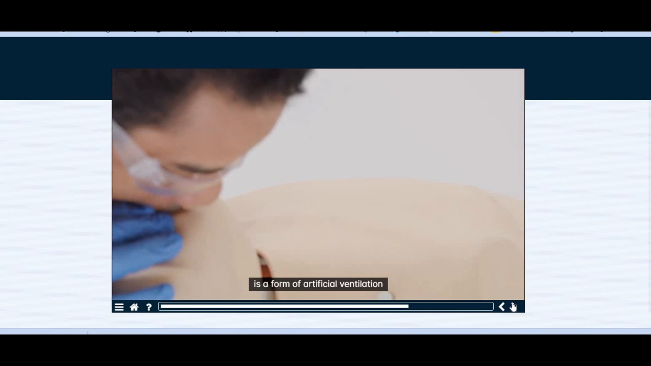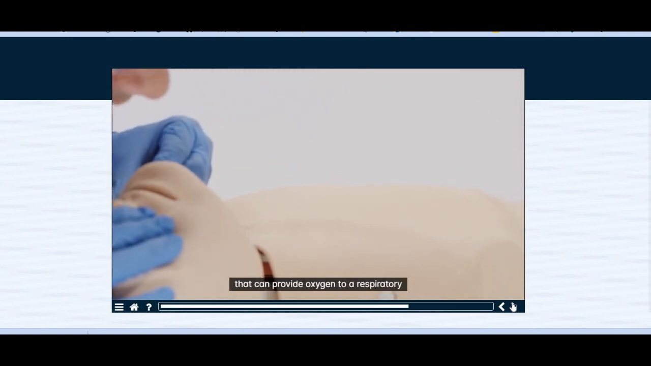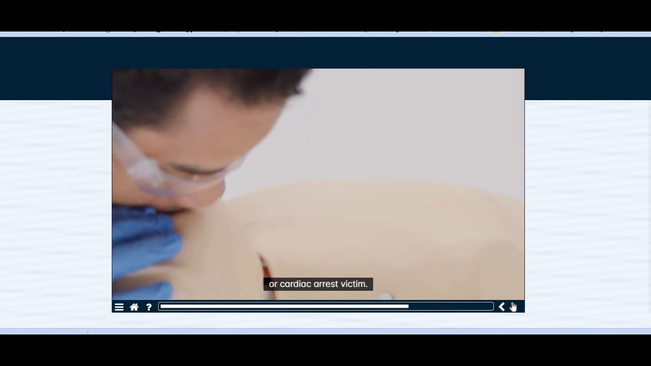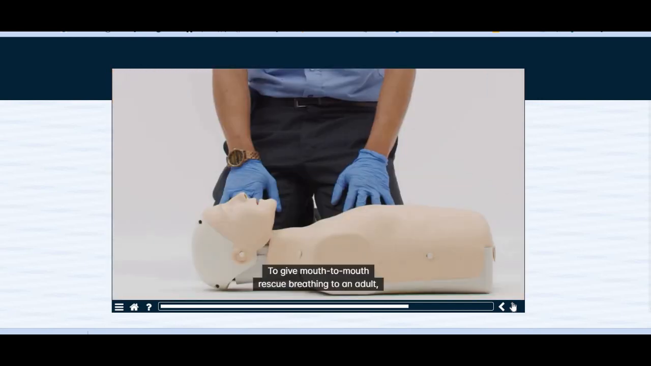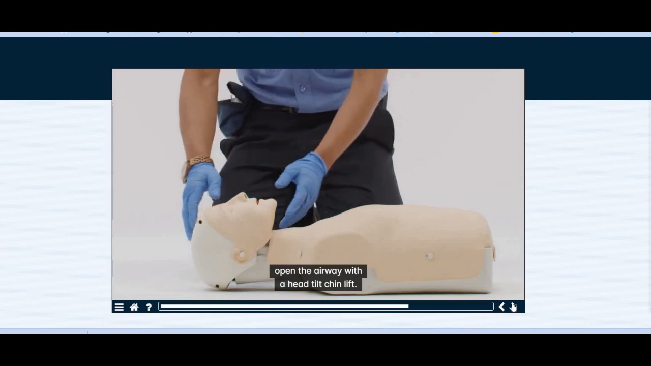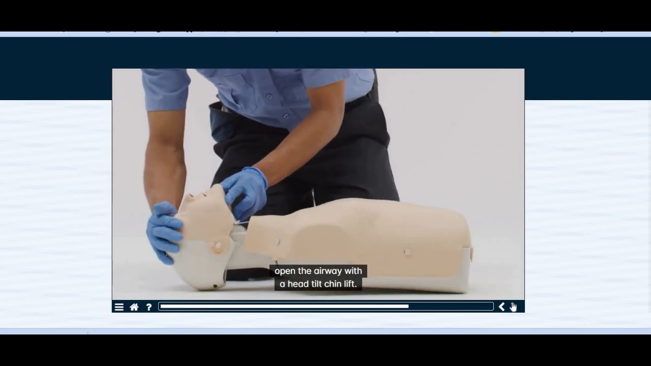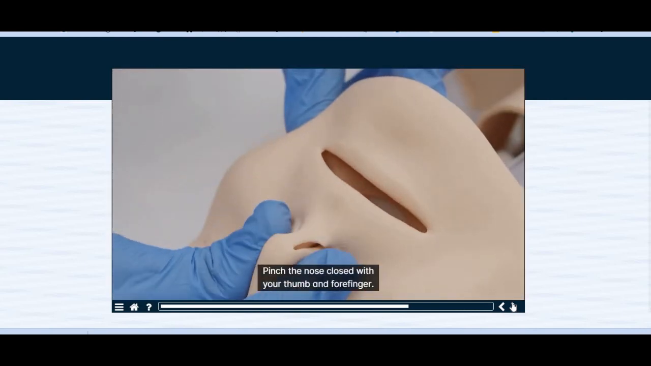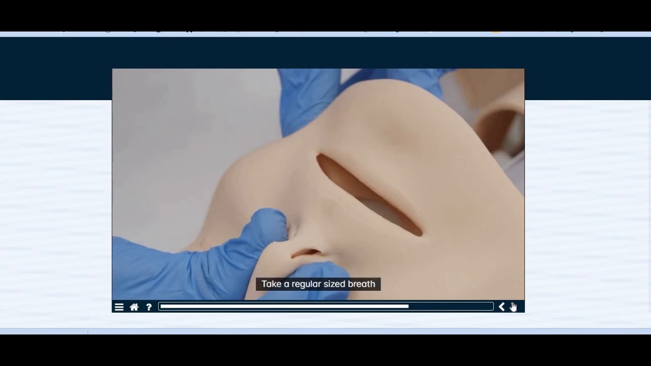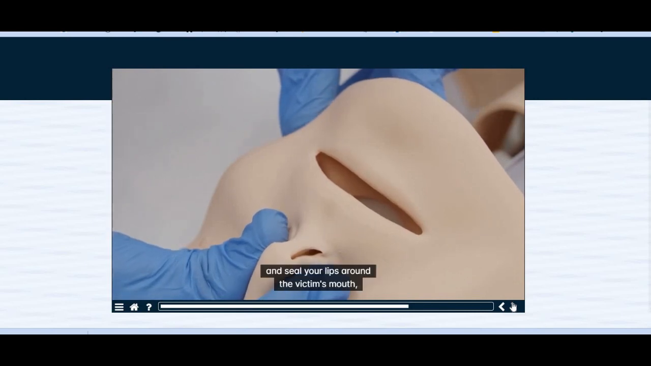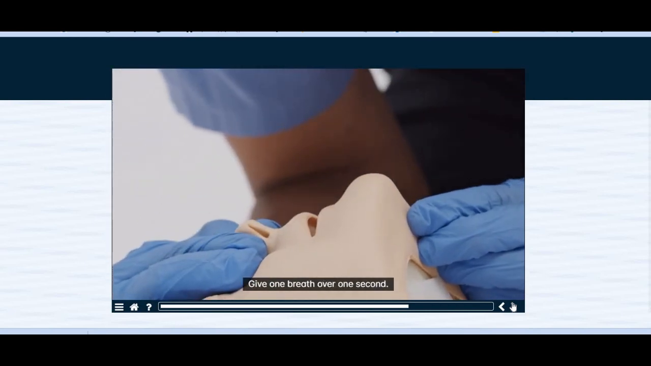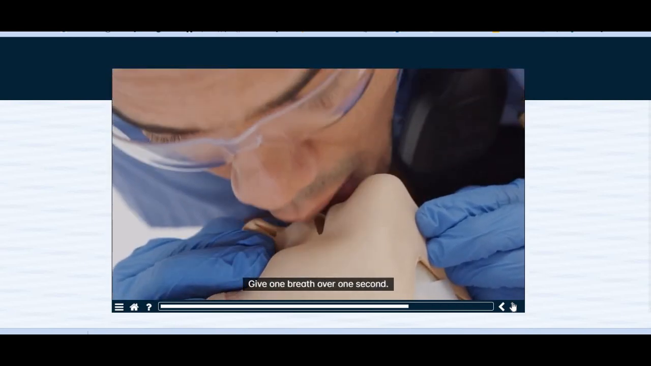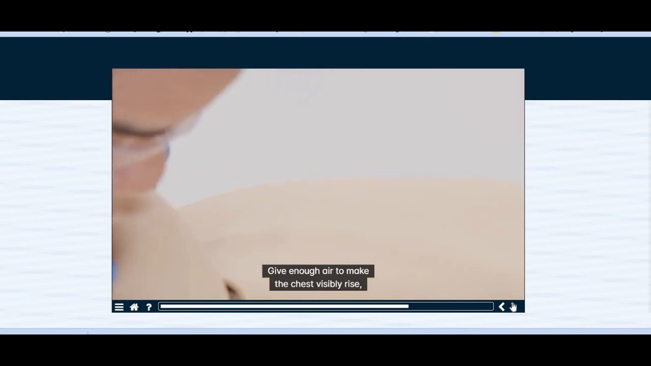Mouth-to-mouth rescue breathing is a form of artificial ventilation that can provide oxygen to a respiratory or cardiac arrest victim. To give mouth-to-mouth rescue breathing to an adult, open the airway with the head tilt chin lift. Pinch the nose closed with your thumb and forefinger. Take a regular-sized breath and seal your lips around the victim's mouth, creating an airtight seal. Give one breath over 1 second. Give enough air to make the chest visibly rise, but no more than that.